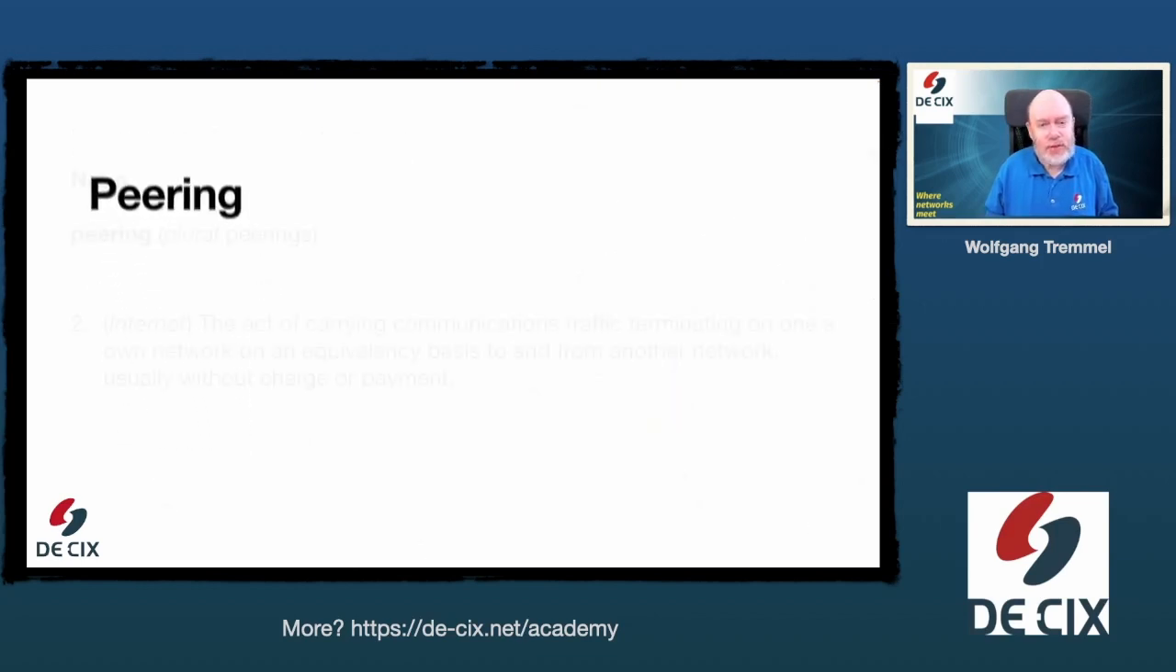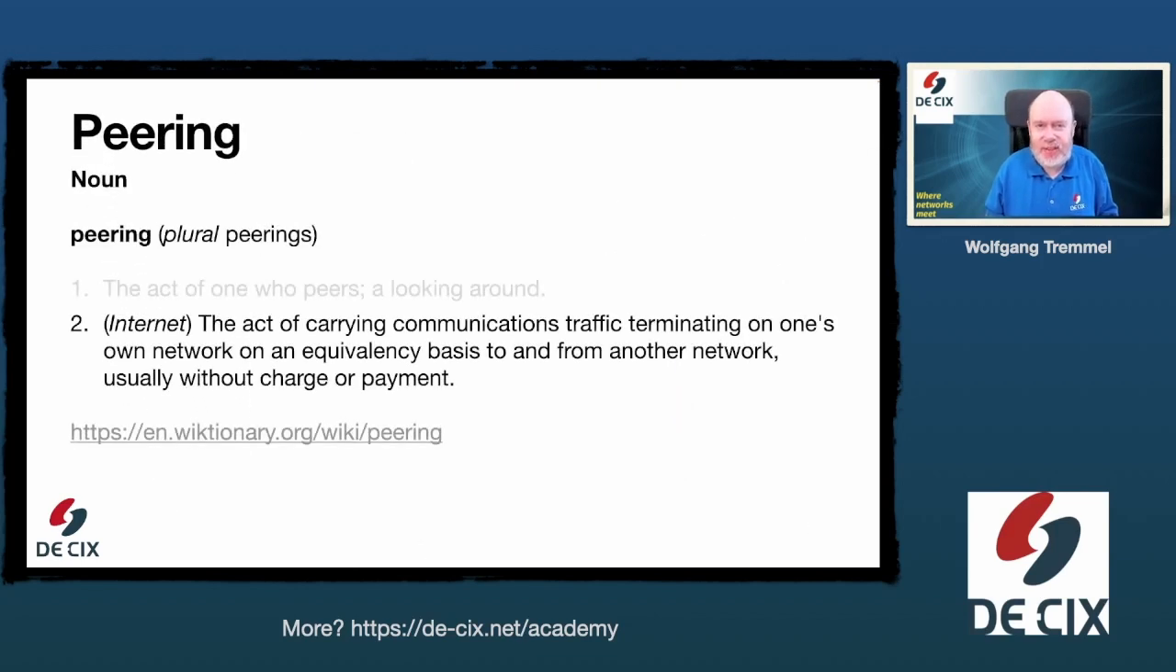The formal definition of peering, according to Wiktionary, is the act of carrying communications traffic terminating on one's own network on an equivalency basis to and from another network, usually without charge or payment. And this is what peering still is today, exchanging traffic of similar sized networks, usually without charge.